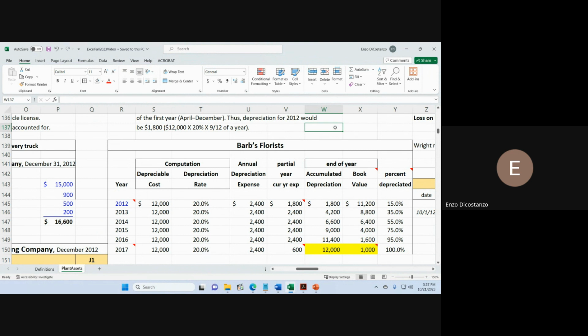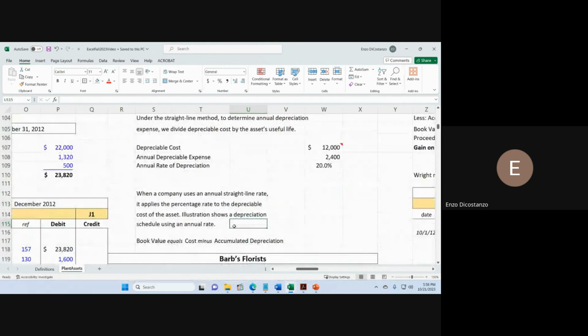Okay. So you have all that. And the percentages are going to be a little bit different, right? It's going to be accumulated, still divided by the depreciable, but the accumulated is going to be different because of the prorated years. You have these partial years in here. Okay, but that's how you do straight line. Okay, that's how you do straight line.